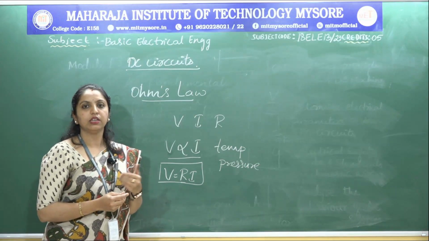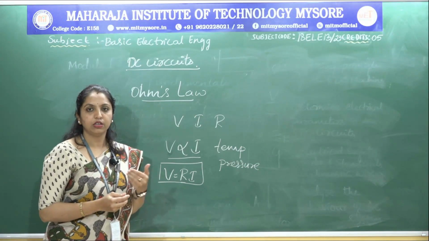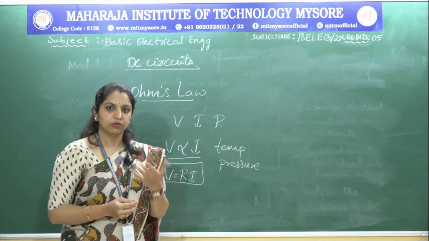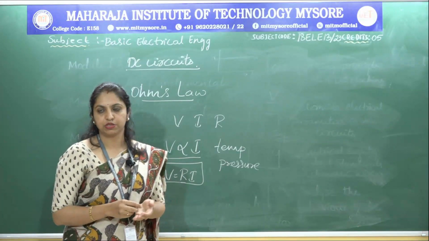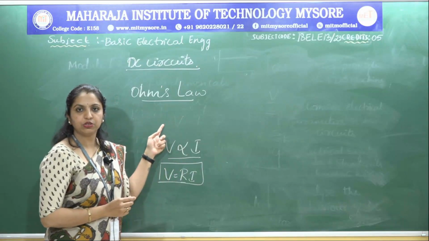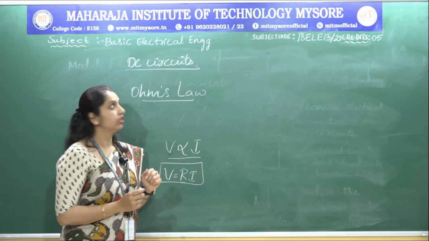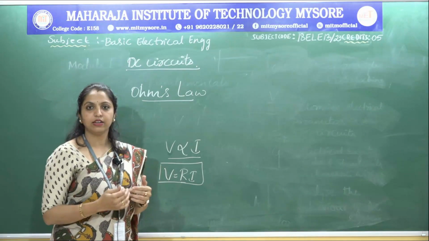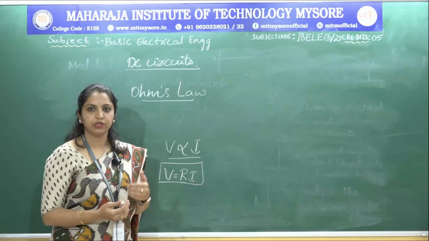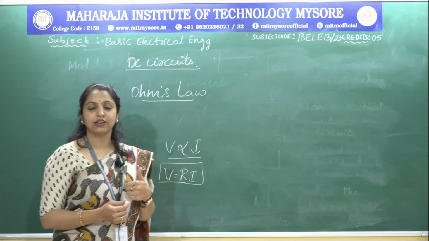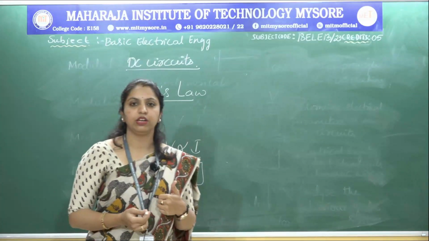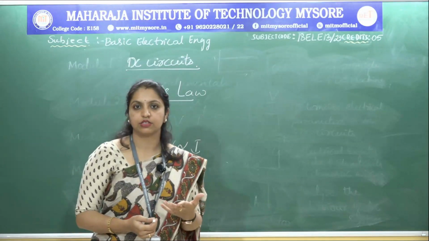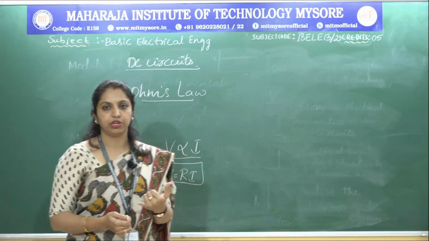Once we state Ohm's law and understand the concept, we need to understand the limitations, where Ohm's law can be applicable. There are 3 limitations of Ohm's law. The first limitation is Ohm's law cannot be applicable to non-linear devices, like diode, transistor. So that is the first limitation.